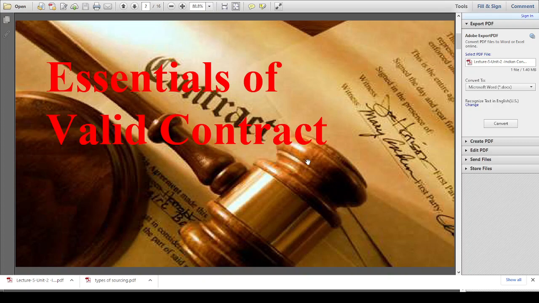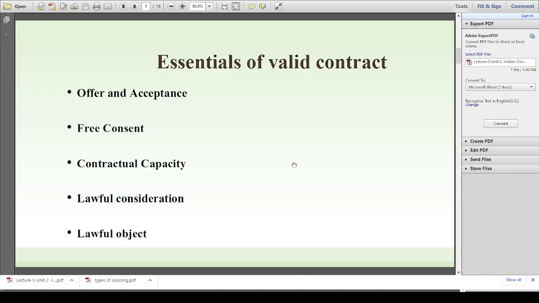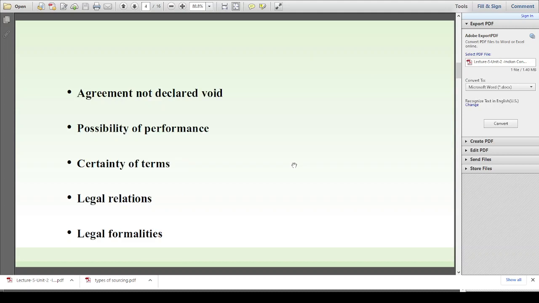So what are some of the essentials of a valid contract? Some of the essential conditions we need to fulfill, then only that particular agreement is considered a valid contract. So let's go through some of the essentials. Some of the major essentials of valid contracts are offer and acceptance, free consent, contractual capacity, lawful consideration, and lawful object. Then agreement not declared void, possibility of performance, certainty of terms, legal relations, and finally the legal formalities.